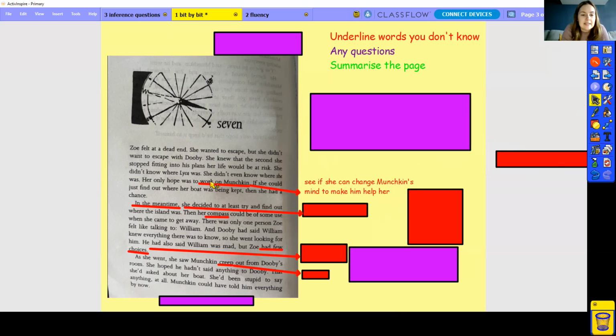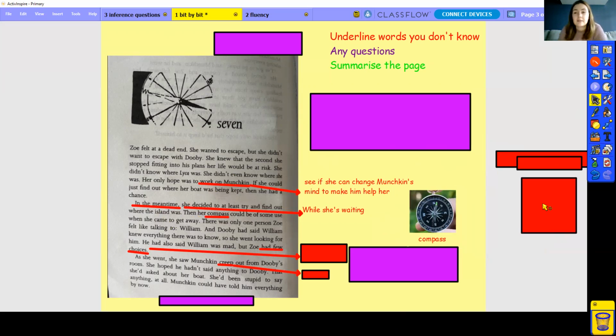I also underlined here, in the meantime. So while she's waiting for Munchkin to change his mind, it means at the same time. So while she's waiting for him to change his mind, she's also going to carry on looking for the boat or find out where her island is, where she is right now.